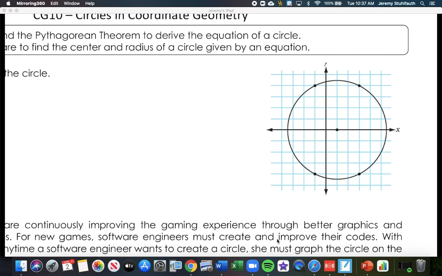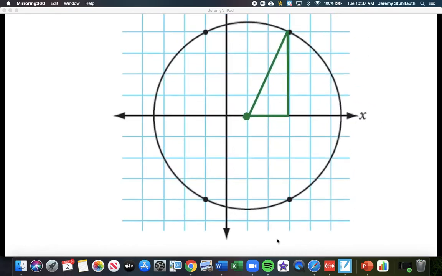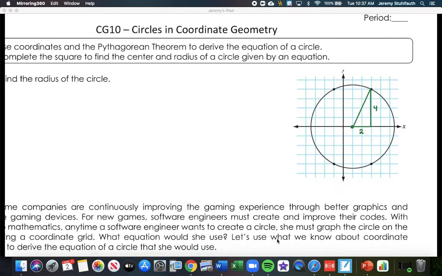To find the radius of the circle, we want to go from the center of the circle out to a point on the exterior of the circle. To find that distance, we could use our distance formula, or we could use the Pythagorean theorem by creating a right triangle. If we do that, we see a distance of 2 and a distance of 4. These are the 2 legs of a right triangle, so we can use the Pythagorean theorem.